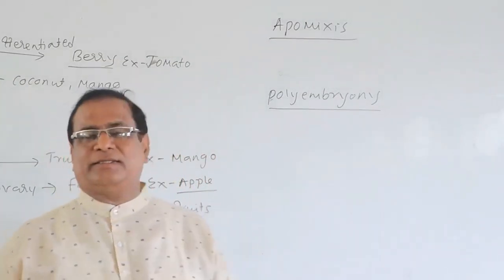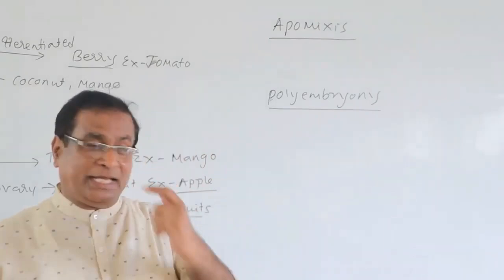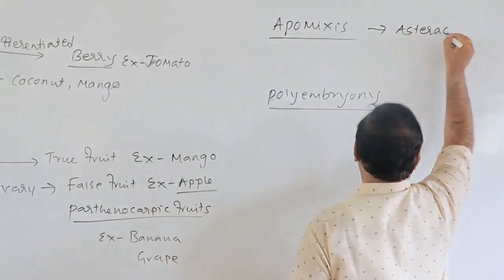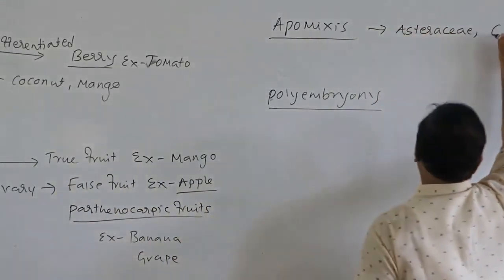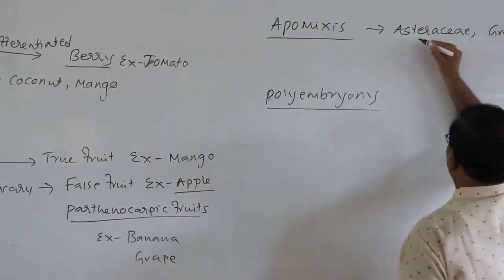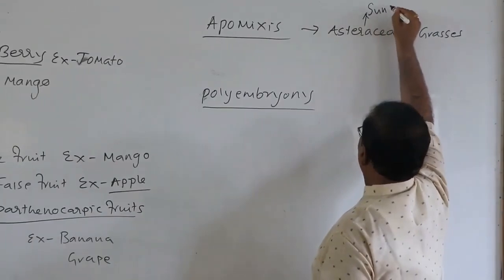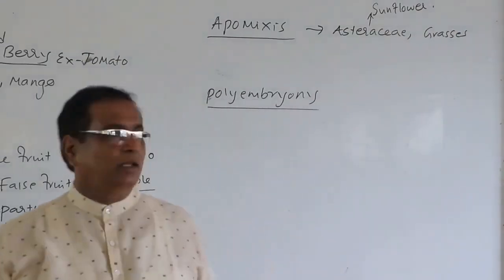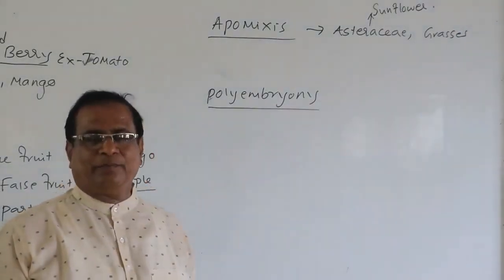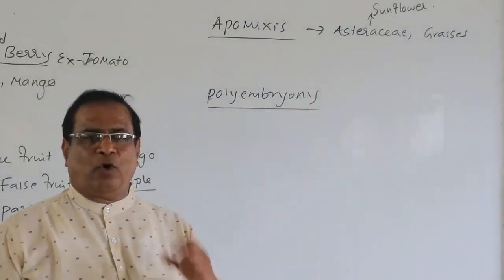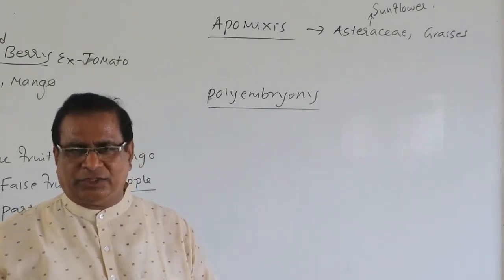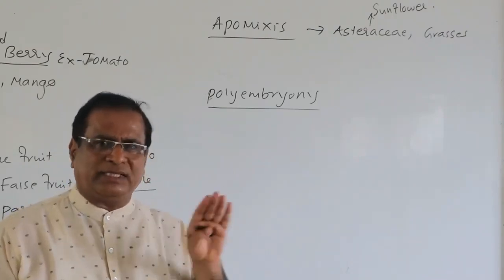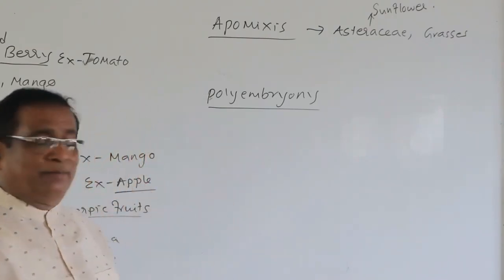What is apomixis? It is taking place usually in Asteraceae and even in some grasses. An Asteraceae member is a sunflower, where apomixis takes place. What is apomixis? It is the formation of seeds without fertilization. Without fertilization, the ovule becomes a seed. And that is named as apomixis.